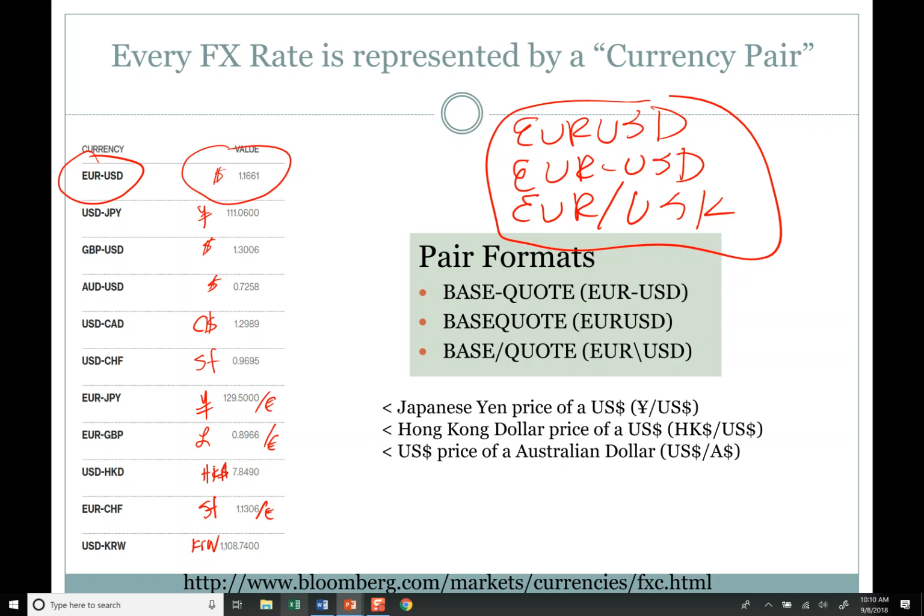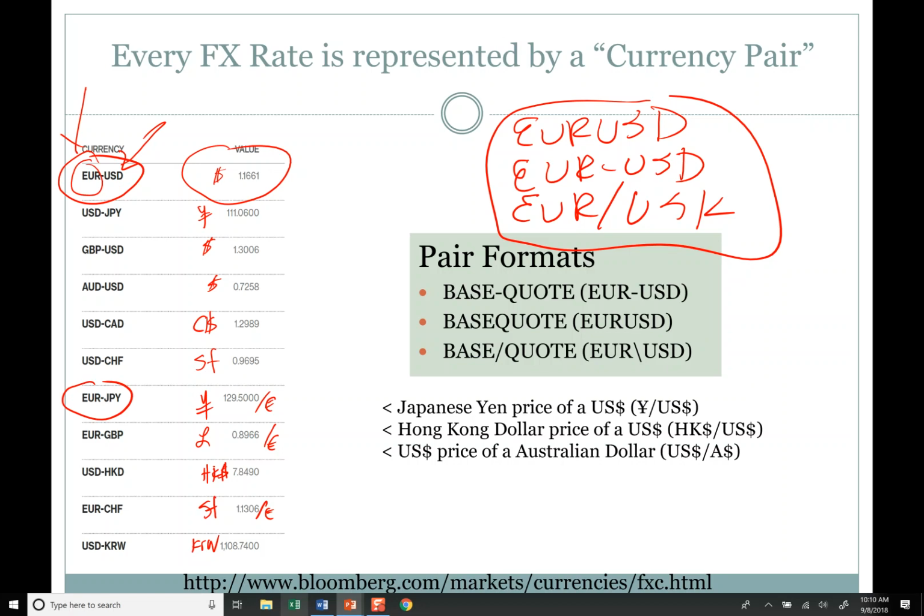Here's how you figure out that this is the dollar price of a euro and not the euro price of a dollar. The first code you always see is called the base code. That's the commodity, or that's the currency you're about to get the price of. All right, you're about to get the price of a euro. It's going to be denominated in the quote code, the second one. So by definition, that must be the dollar price of a euro.